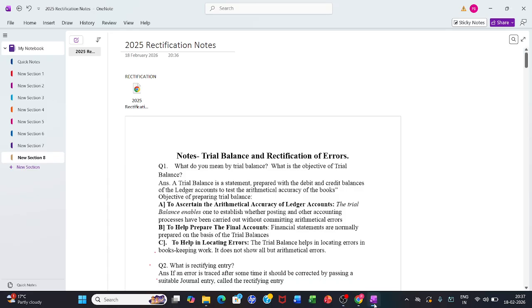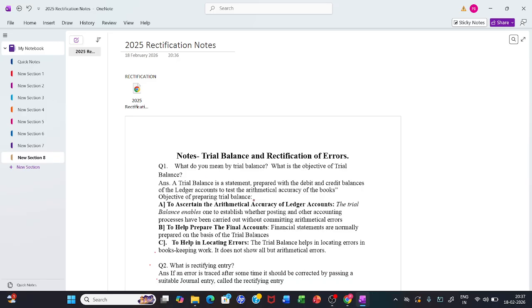So today we'll study rectification of errors. When does the question of rectification come into the picture? Once we know what a trial balance is. As you all know, we have learned journal, ledger, and then we prepared a trial balance. And when the trial balance tallied, we were really happy that we had done it correctly.